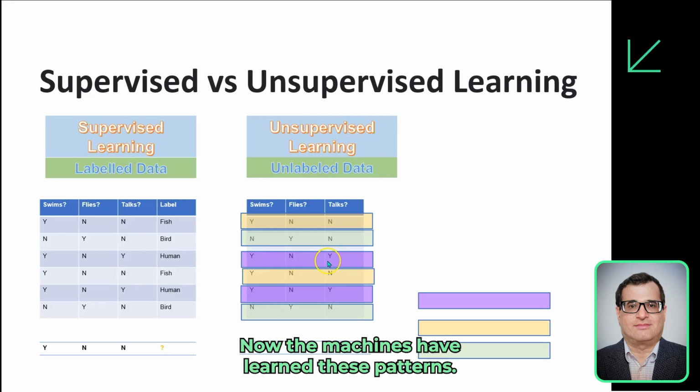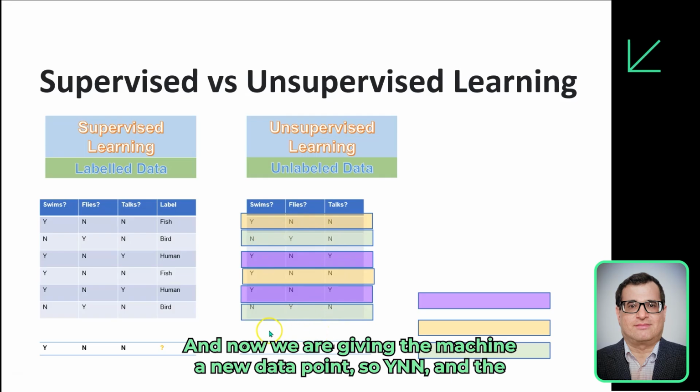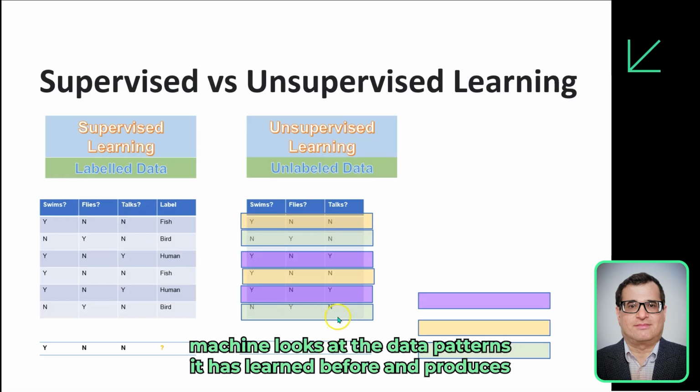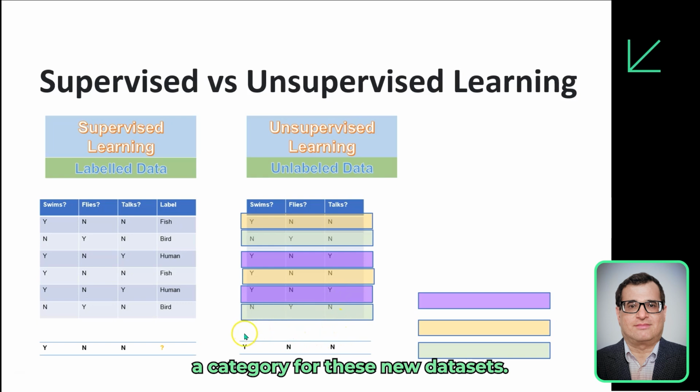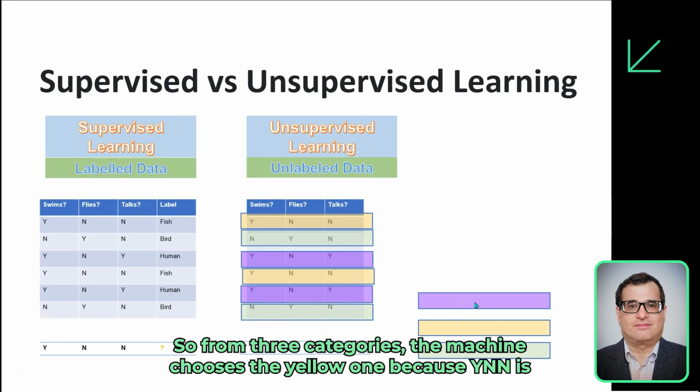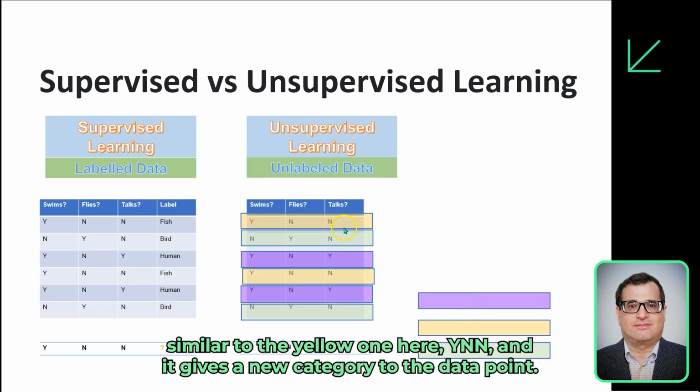Now the machine has learned these patterns, and now we are giving the machine a new data point, so Y, N, N, and the machine looks at the data patterns it has learned before and produces a category for this new data set. So from three categories, the machine chooses the yellow one because Y and N is similar to the yellow one here, Y and N. And it gives a new category to the data point.